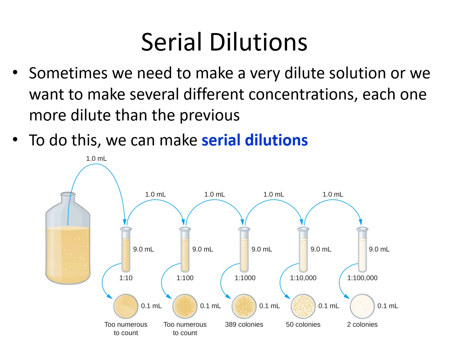Then that becomes our stock. So we take some out of that new vial and put it into yet another one and dilute it. Then that becomes our new stock. So we take some out of that and put it into a new one and dilute it. This is used in chemistry.